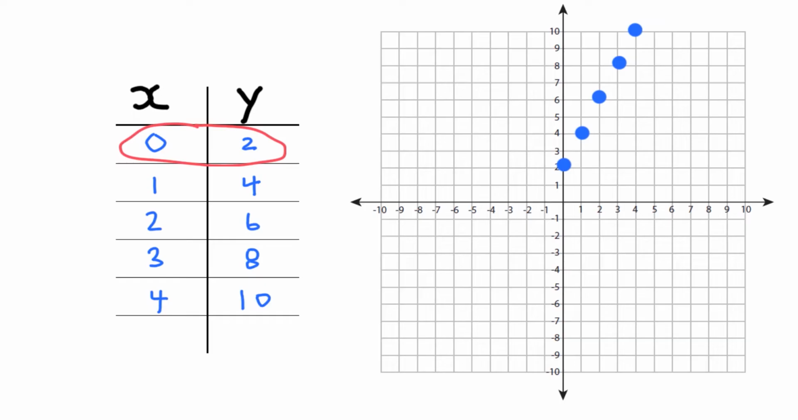Now what you might notice is these dots, they form a straight line. We call this a linear relation. So whenever you plot a number of points on a graph, if it makes a straight line, it is a linear relation.